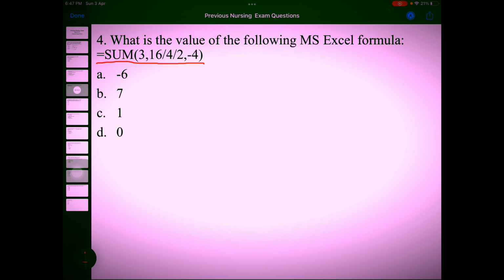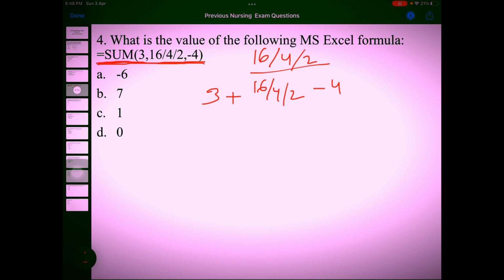So in Microsoft Excel, if we enter this formula, how will Microsoft Excel calculate this? First, MS Excel will calculate this part, that is 16 by 4 by 2. First, it will calculate this. Then after calculating this, it will sum up all the given data. So let's see here, 3 plus 16 by 4 by 2, then minus 4. It's written sum, so we have to add all.